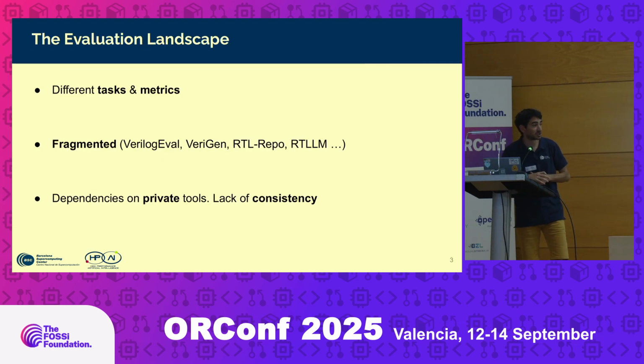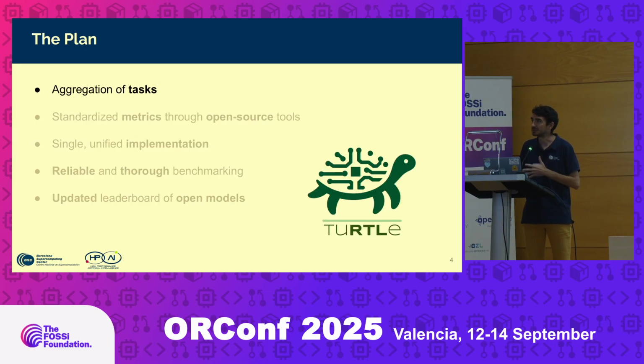In the evaluation of LLMs, currently for EDA, there are many different tasks and many different ways of measuring performance. And this is one of the issues, that everybody's doing different things. The landscape is very fragmented. There are many dependencies on private tools and on the available benchmarks, and there's a lack of consistency and coherency on how things are being measured. So we try to unify this under TuRTLe.